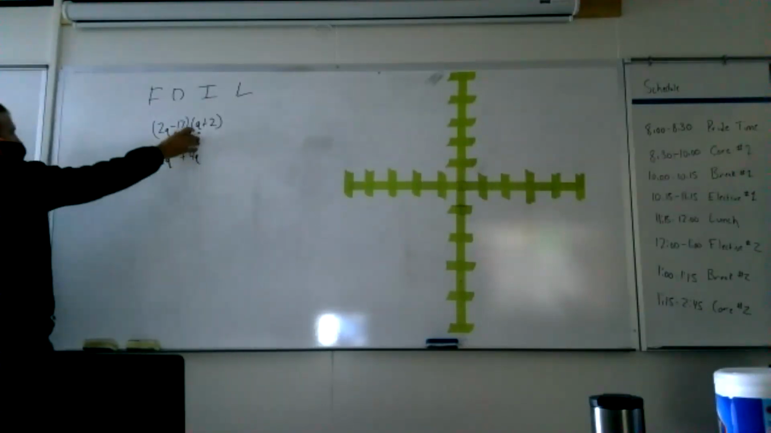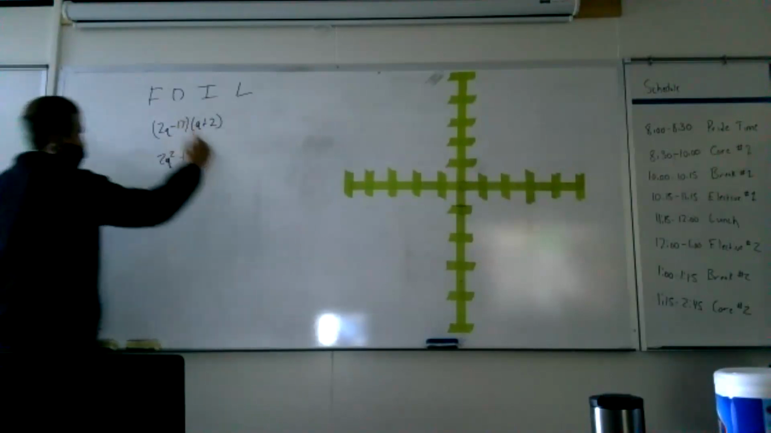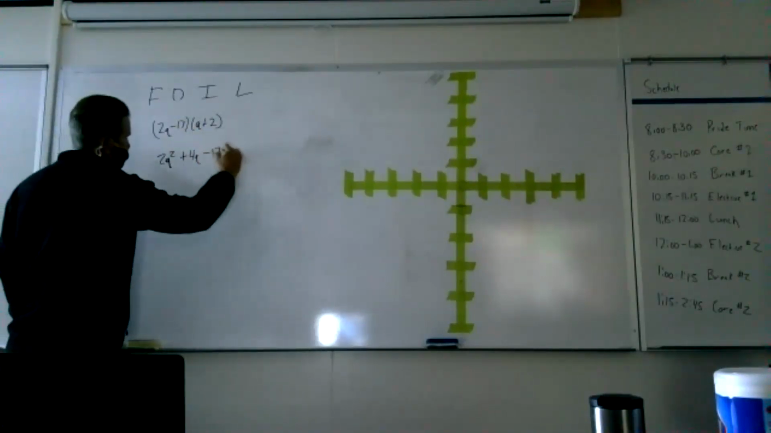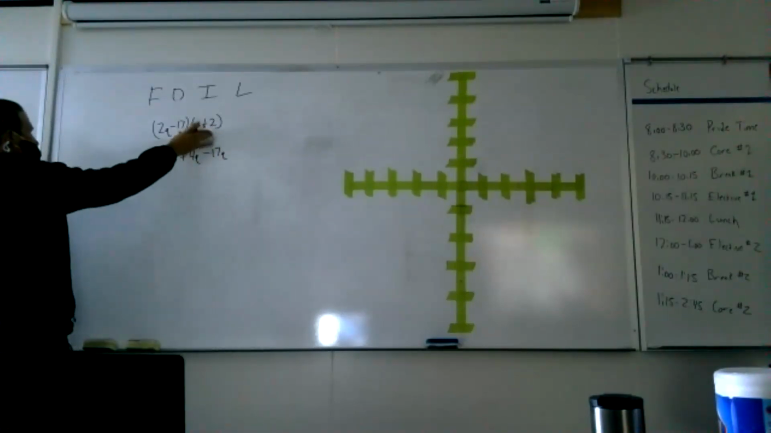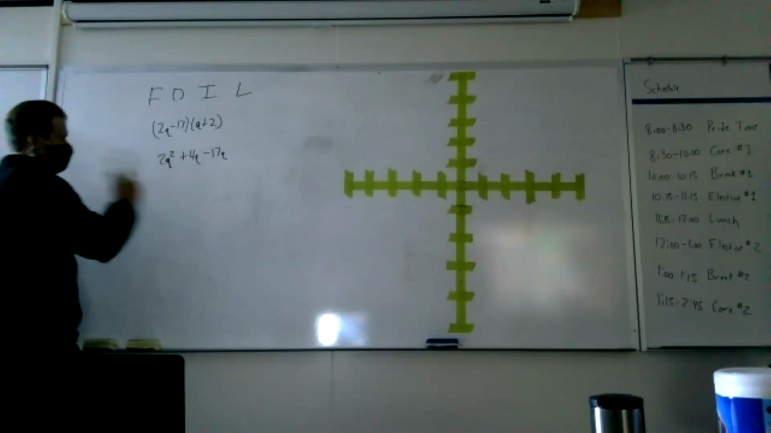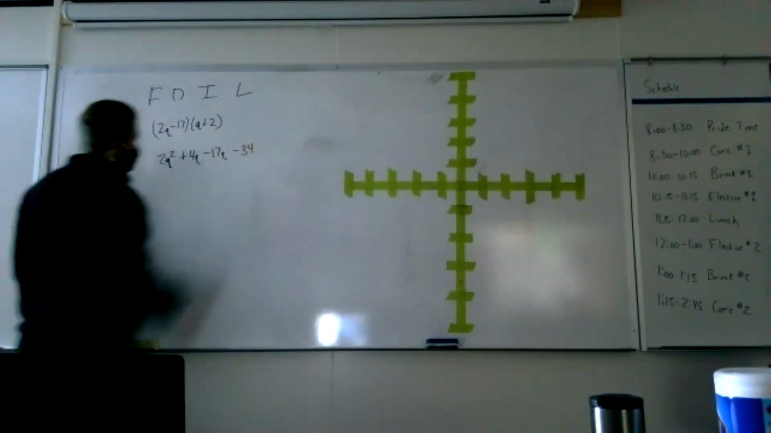Our inside terms are negative 17 and q. Negative times a positive always yields a negative. And then our last terms, once again, we have a negative times a positive, and negative 17 times 2. So those are combined to negative 34.